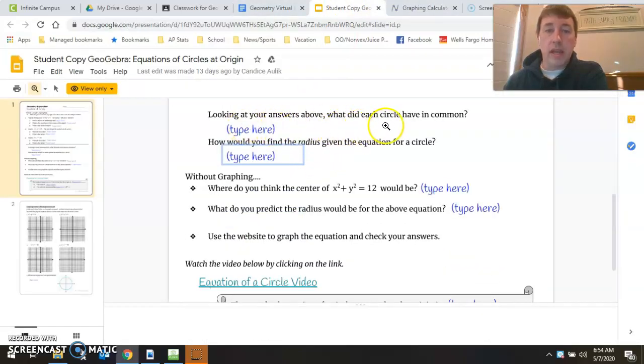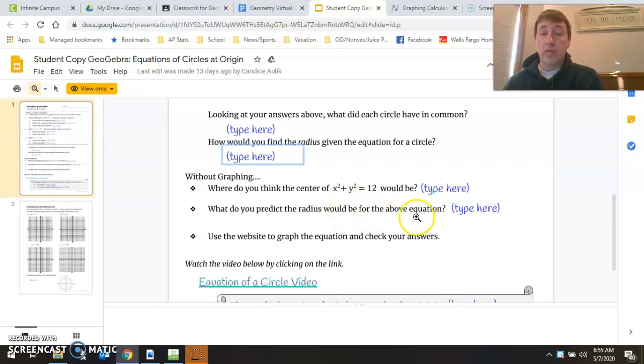Now, if you look at the answer above, each circle had in common that the center was at (0, 0). To find the radius, you take the square root of the number that x squared equals. And then it says here, without graphing, what do you think the center of x squared plus y squared equals 12 would be? The center is going to be at (0, 0) because our h and our k value are still both 0.